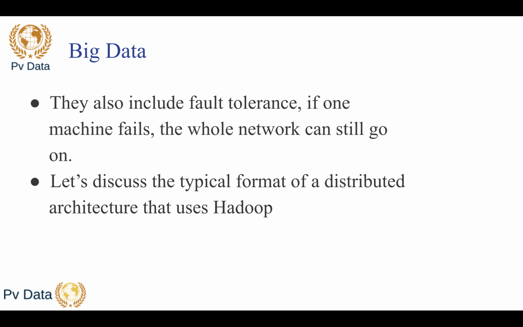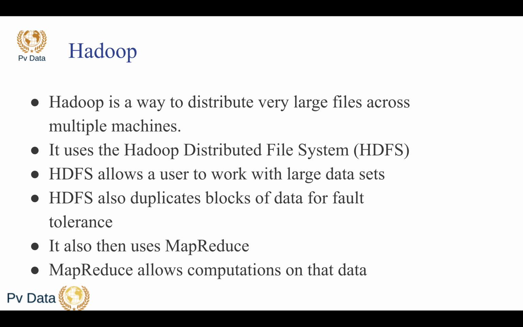They also include fault tolerance. Fault tolerance means if one machine is down, we are still able to access the data from the other machines. If a machine fails, the whole network can still go on, and we can still process our data. Let's discuss the typical distributed architecture in Hadoop.